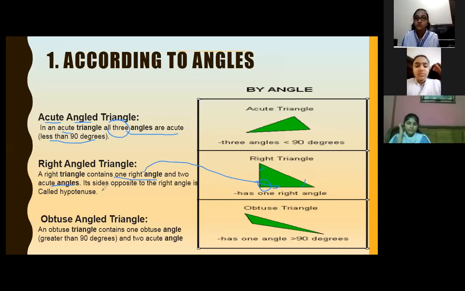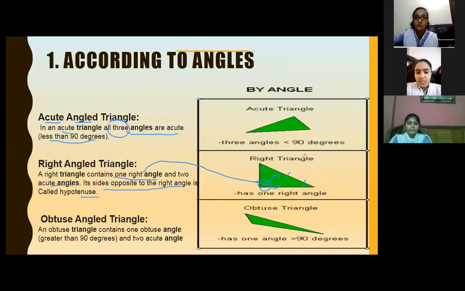ठीक? So the side opposite to the right angle is called the hypotenuse. Hypotenuse कहाँ है? The side opposite to the right angle, here, this side is called hypotenuse. I can give you a fill in the blank: the side opposite to the right angle is called dash, that means it's the hypotenuse. The side opposite to the right angle in the right angle triangle is called hypotenuse.